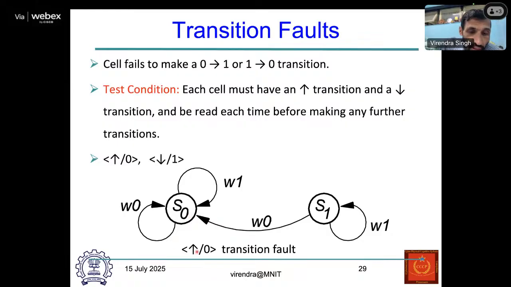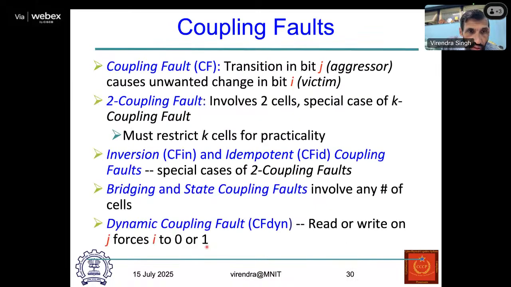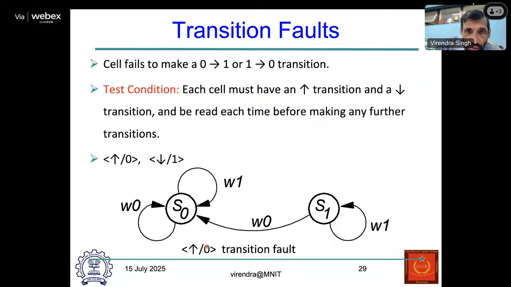This rising arrow says that here there is a fault on the rising transition. Rising transition means when it goes from 0 to 1, and what it says is that the cell will continue to stay at logic 0 state. So these are the state machines that tell you what I need to check or test for.